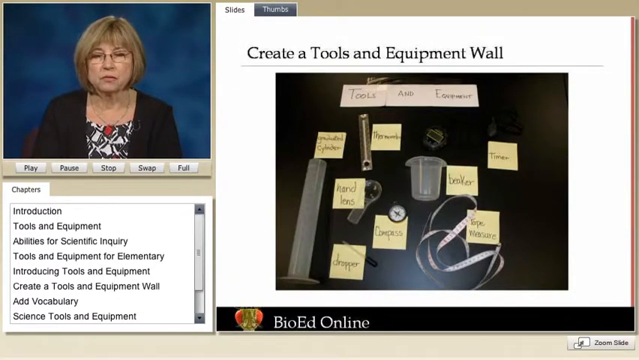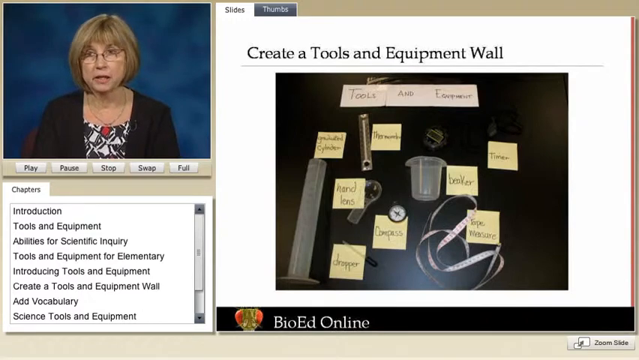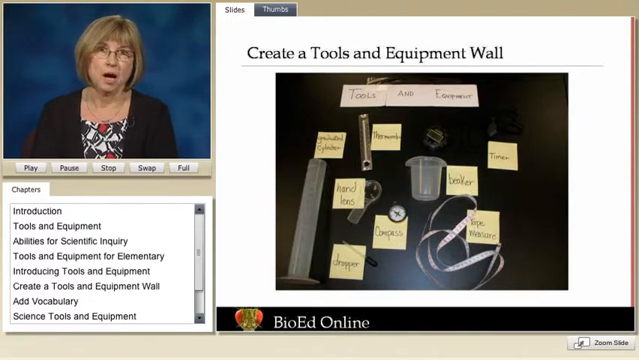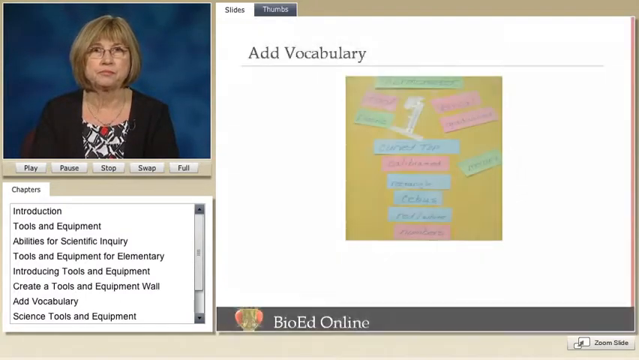Another thing that will make the students a lot more aware of the tools and equipment of science is to have a place where they're posted. It would be really nice if you could put them on the wall, and you can tape them with some kind of tape or with sticky tack, or else you could also put them in little baggies and hang them up someplace where the students can look at them from time to time, go up and hold them, and become more familiar with them.